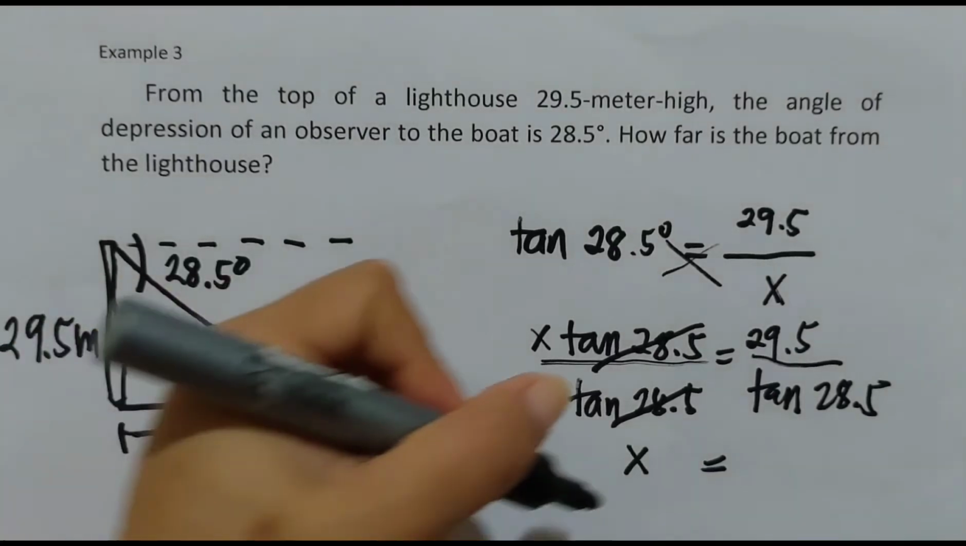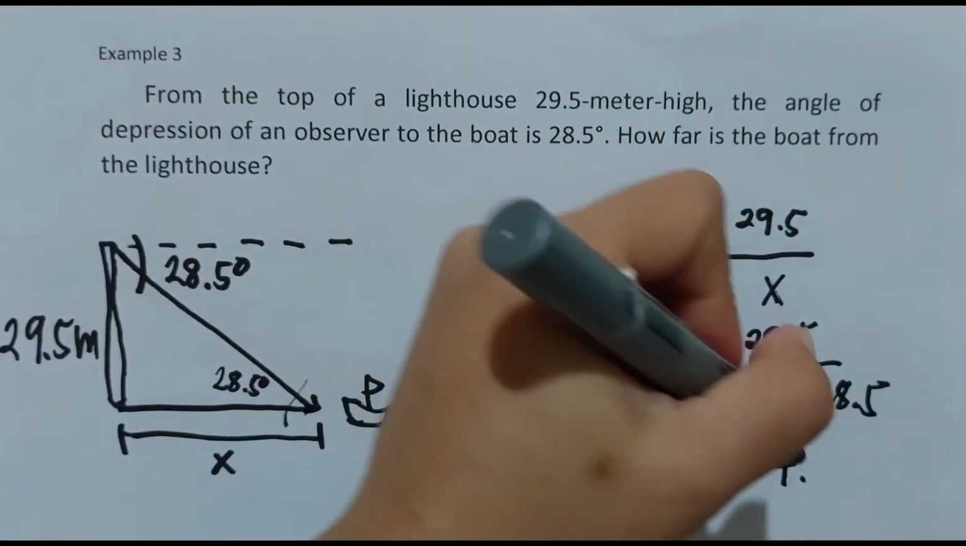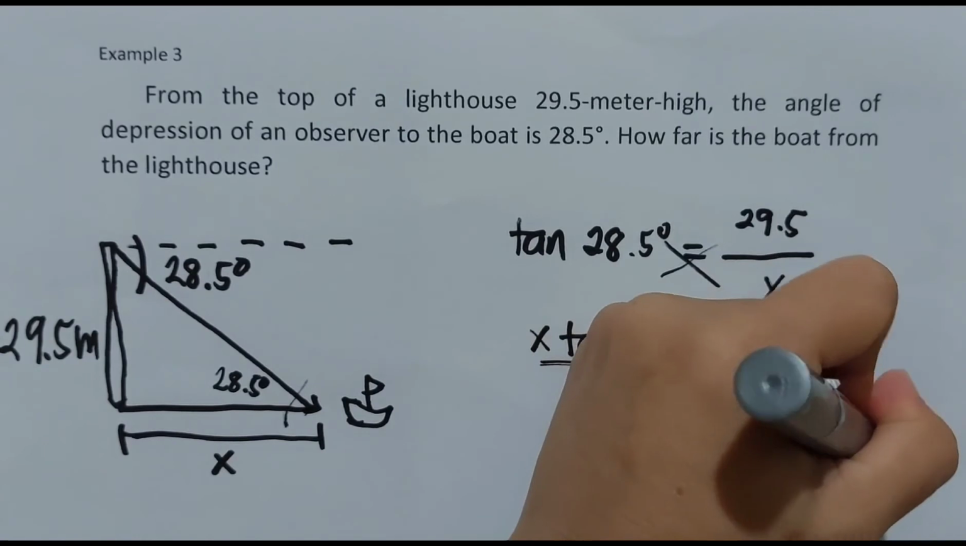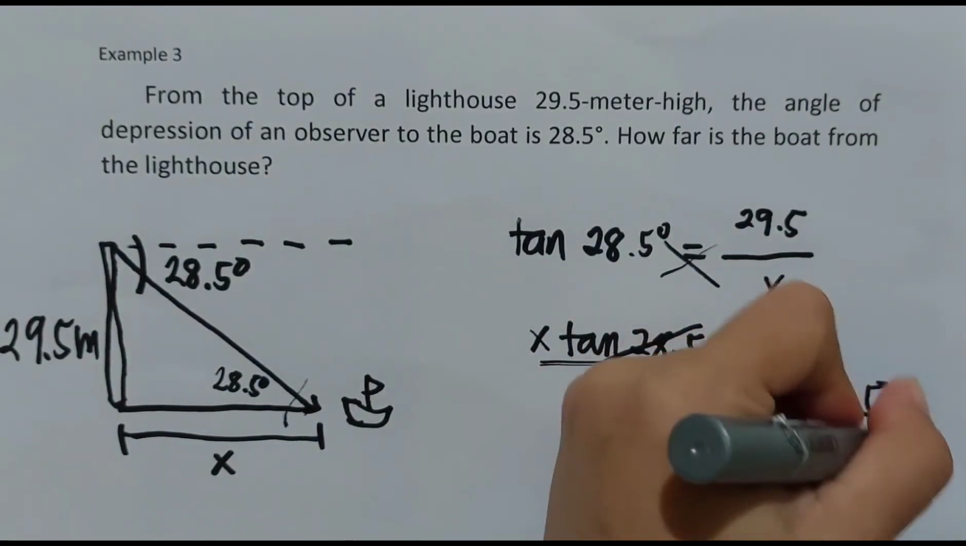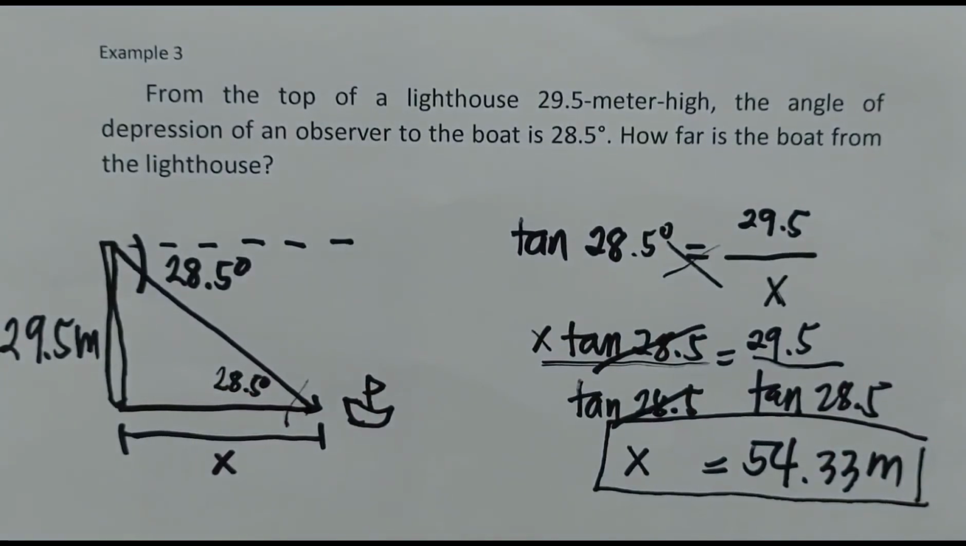So the answer will be 54.33 meters. So that is the distance of the boat to the lighthouse. So 54.33 meters.